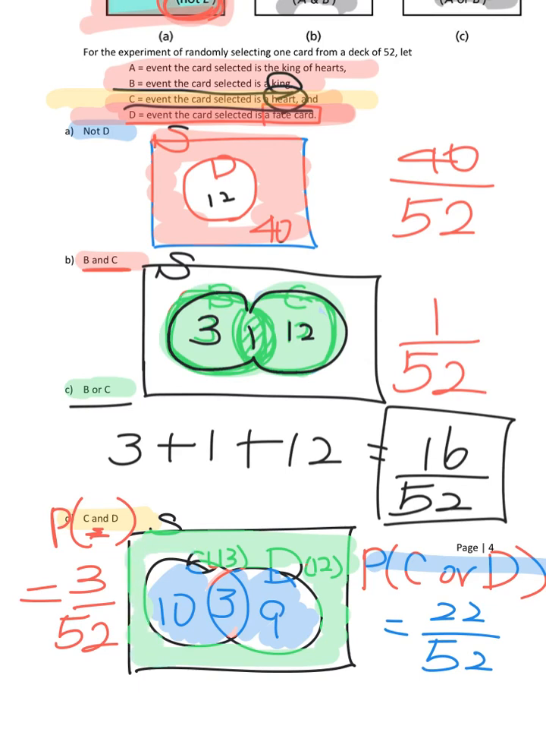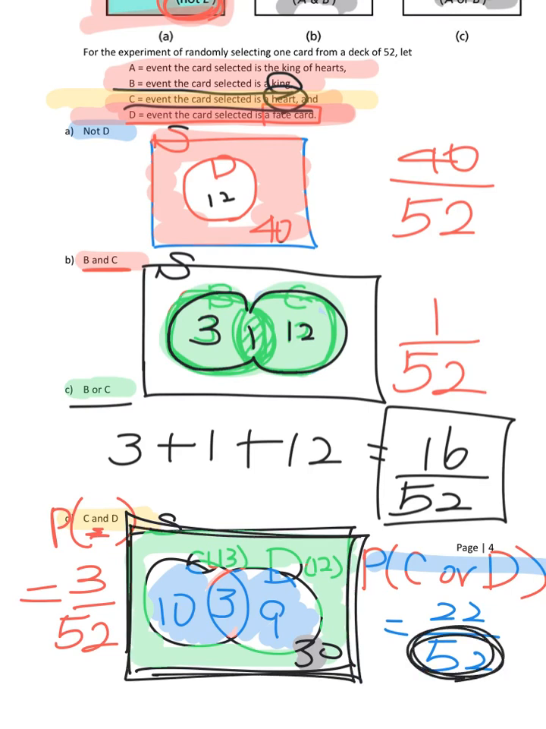Then now, how many cards outside? I can say it's not C and not D. Outside, how many? 30? How did you get 30? 52 minus 22. Actually in the sample space, rectangle, there were 52 cards. How many was inside, C or D? 22 inside. Outside will be 52 minus 22, 30.